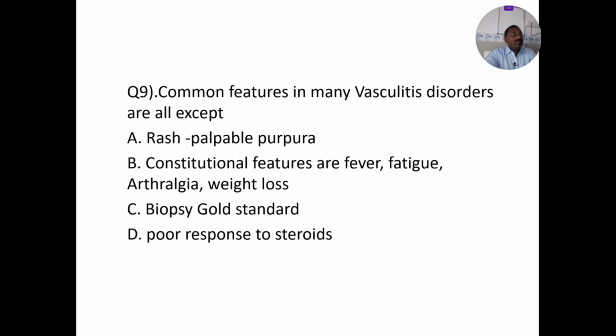Common features in the many vasculitis disorders, all are common for vasculitis, most of the cause, except a rash, a palpable purpura. Yes or no? Yes. Constitutional features, fever, fatigue, arthralgia, weight loss. Yes or no? Yes. Biopsy gold standard. Yes or no? Yes. Poor response to steroids. No. They have very good response to steroids. So the constitutional features are there. Palpable purpura are there. Biopsy is the gold standard. And then response to steroids is very good, very responsive in most of the vasculitis population.